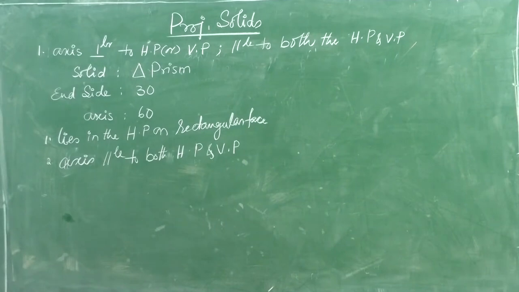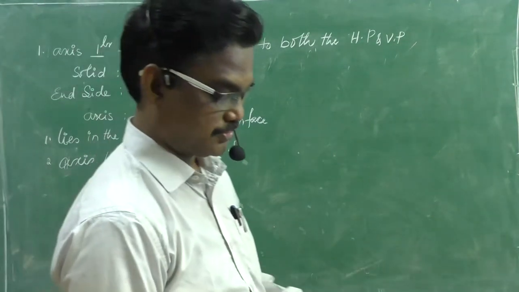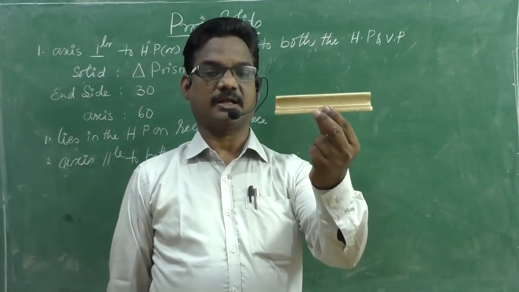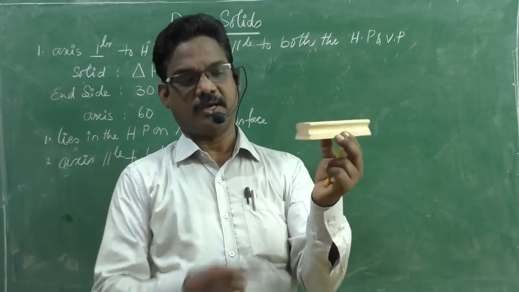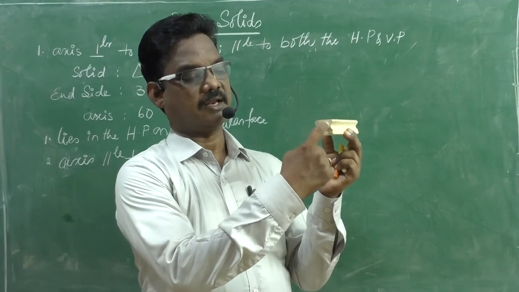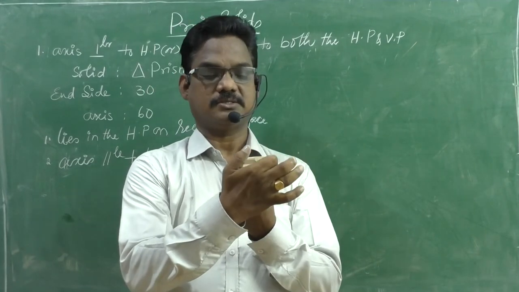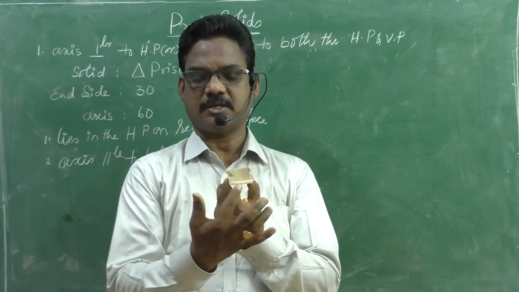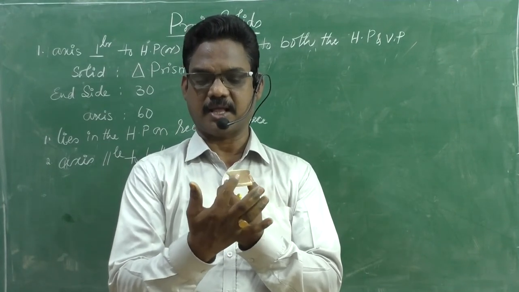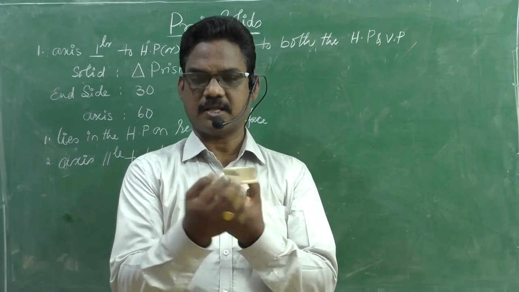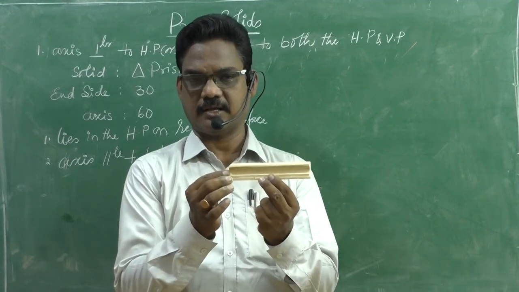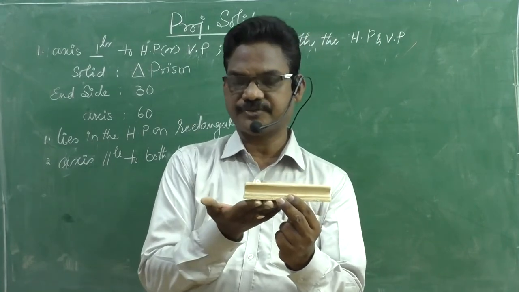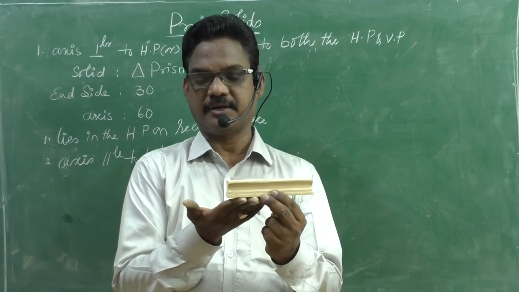Right. Now imagine the solid position. Here I don't have a triangular prism, that is the reason, just imagine this. This is a triangular prism, and this end face is a triangle, an equilateral triangle. This is also equilateral. Assume it like that. This end face is a triangle, and this face, obviously, is a rectangular face.